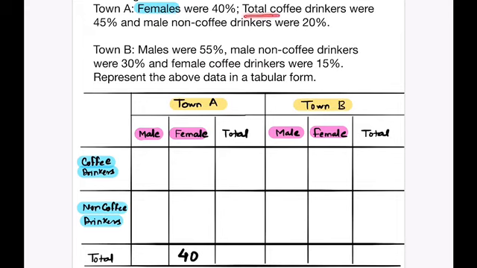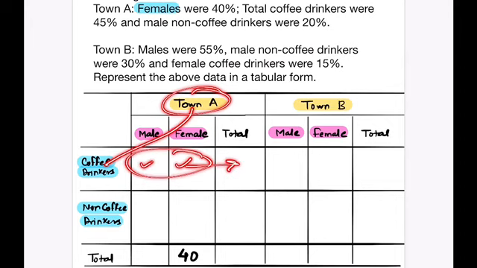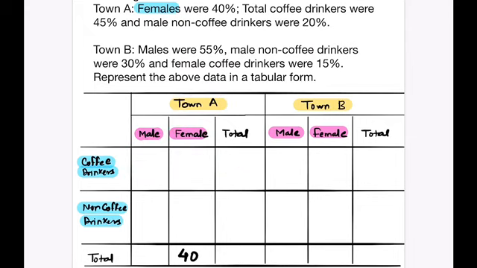Okay. Total coffee drinkers were 45%. Town A, total coffee drinkers, male and female both. Total, how much? 45%. Total coffee drinkers 45%.